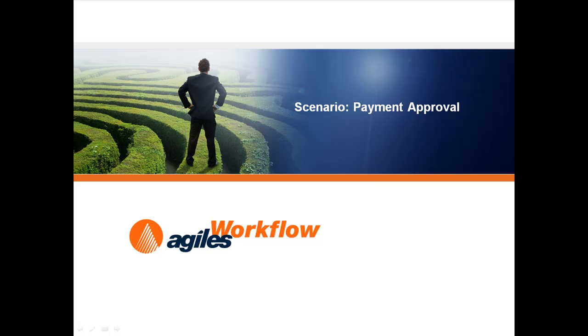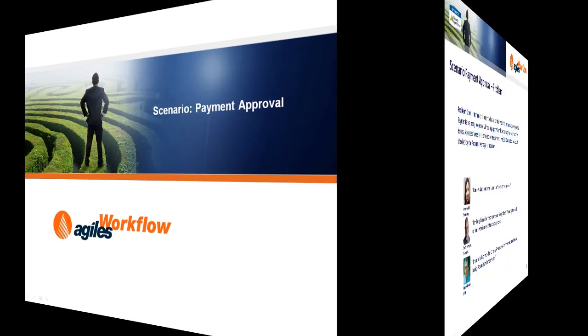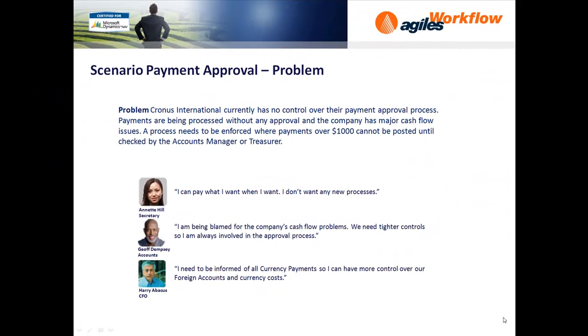Scenario: payment approval. Cronus International currently has no control over their payment approval process. Payments are being processed without any approval, and the company has major cash flow issues. A process needs to be enforced where payments over $1,000 cannot be posted until checked by the account manager or treasurer.